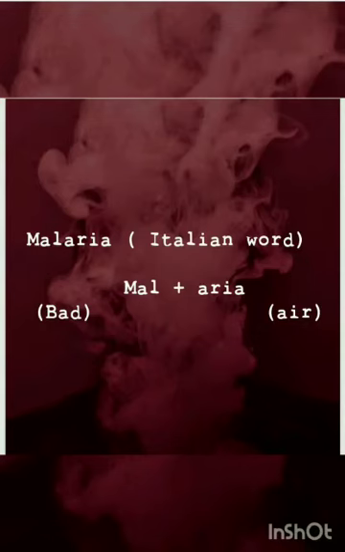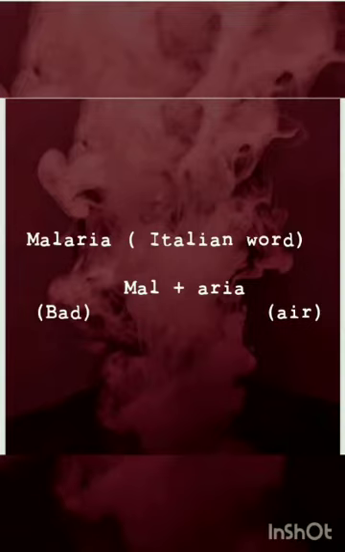So, let's begin. So, what is malaria? Malaria is an Italian word made from two smaller words, mal and area. Mal means bad and area means air. So, it's an Italian word, malaria, that was recognized in the earlier times in Italy that malaria is caused due to bad air or due to impure air.